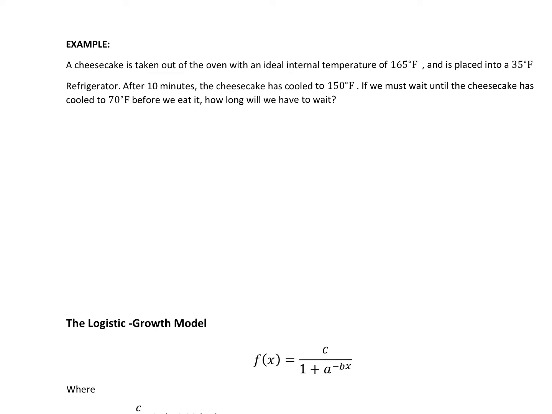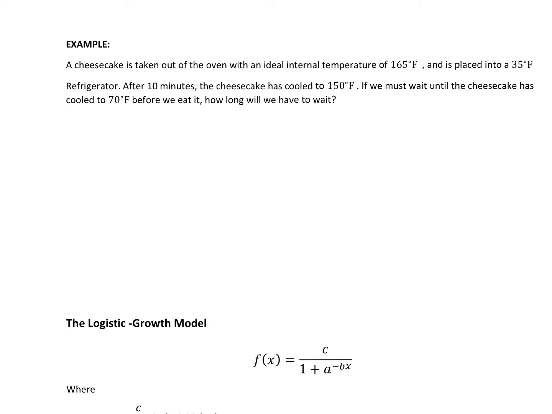So in this example, we have a cheesecake that's taken out of the oven with an ideal internal temperature of 165 degrees Fahrenheit. It's placed into a refrigerator that's 35 degrees Fahrenheit. After 10 minutes, the cheesecake has cooled to 150 degrees Fahrenheit. If we have to wait until the cheesecake has cooled to 70 degrees before we eat it, how long are we going to have to wait?